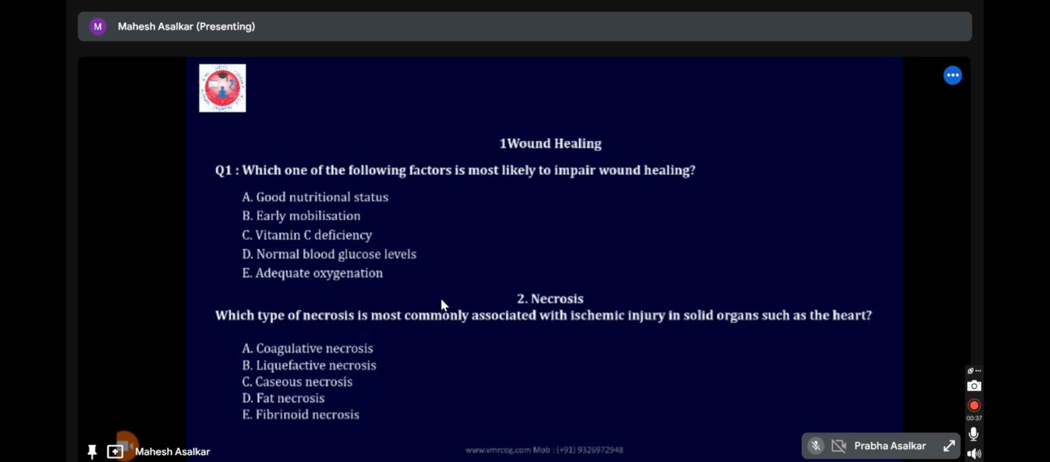Question two. Which type of necrosis is most commonly associated with ischemic injury in solid organs, such as the heart? Option A, coagulative necrosis. Option B, liquefactive necrosis. Option C, caseous necrosis. Option D, fat necrosis. Option E, fibrinoid necrosis. Sir, option A, coagulative necrosis. Yes.